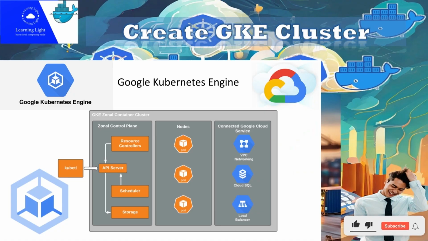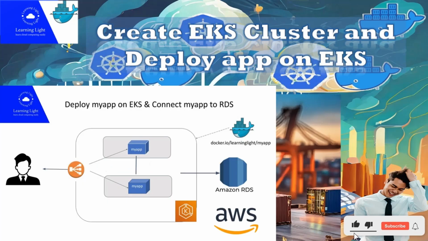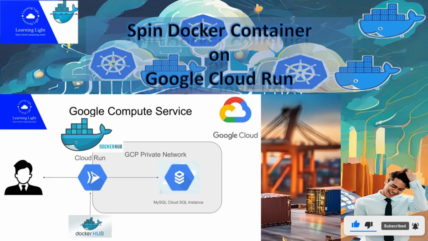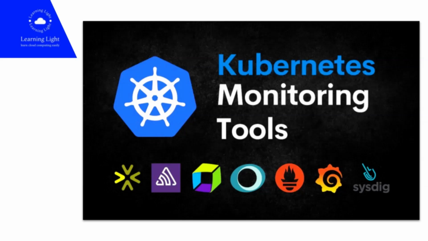So, in the previous lectures, we have created the GKE cluster in Google Cloud Platform. Also, we have created a number of Kubernetes clusters in different environments like on-premises systems, like AWS EKS environment. Also, we have created managed container services like Google Cloud Run or ECS Fargate. So now we are going to monitor those Kubernetes clusters.